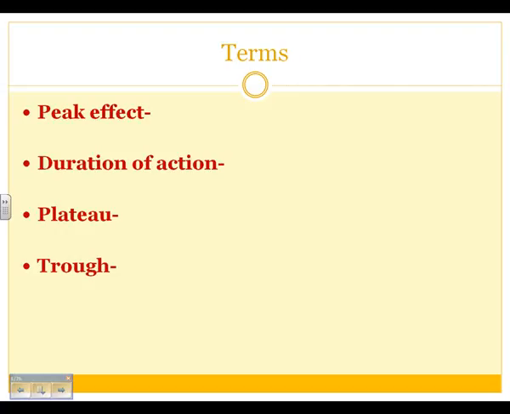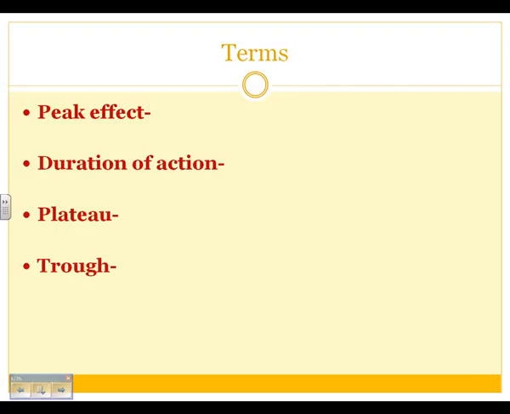So if the peak level of a drug is 4 hours, then you know that's when, if you're going to see adverse effects, you're most likely to see them. You can see them anytime, but that's when you're most likely going to see it because you've got a higher concentration in your bloodstream.